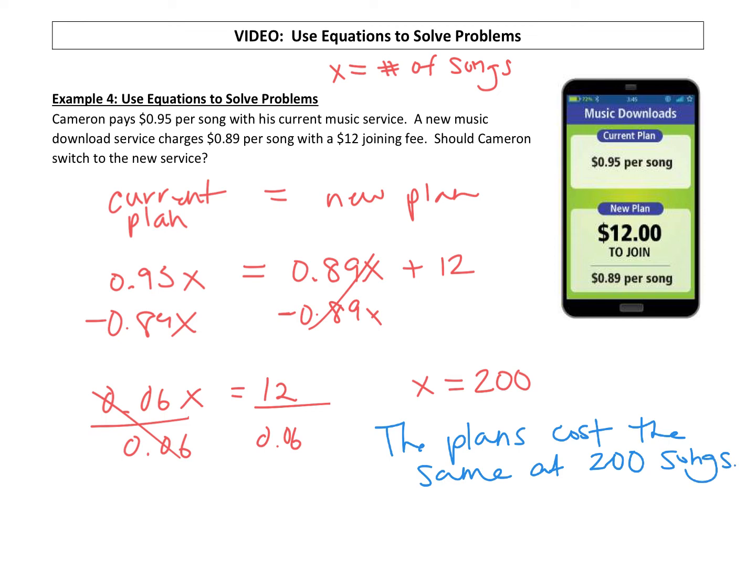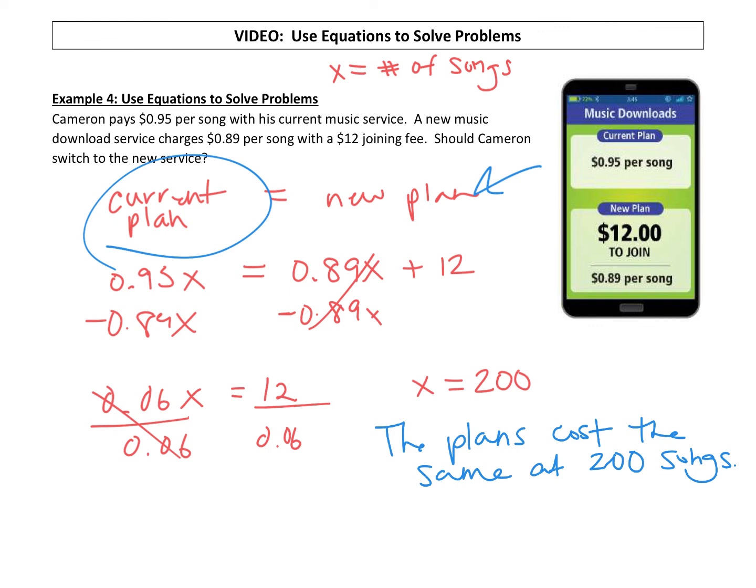So how much music does Cameron listen to? If he listens to 100 songs and that's about it, his current plan is cheaper. Anything less than 200 songs, his current plan is cheaper. But as soon as he's just an avid music listener and he listens to music from all the decades and he just loves music, and 200 songs is a small number for him, let's say he wants 300, 400 songs. One, that's going to be really expensive, so I'm glad it doesn't work that way anymore. But at some point, when he has enough songs, more than 200, then the new plan is going to be cheaper.